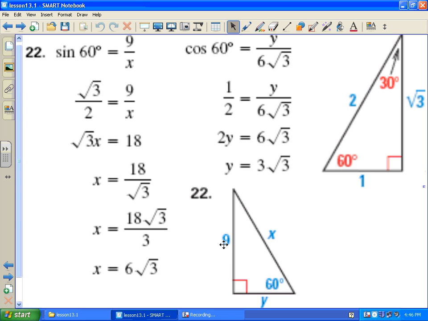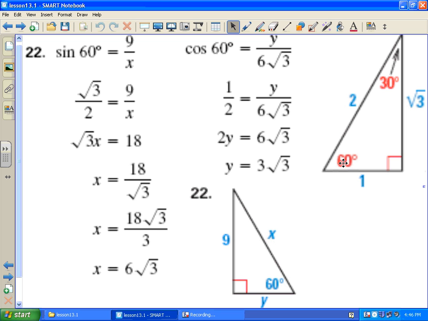Sine 60 is 9 over x. Then I could refer to my 30, 60, 90 triangle to determine what the sine of 60 actually is. Well, the sine of 60 degrees, again, I need to know these ratios of sides, know this relationship that the hypotenuse is twice the size of the short leg, the long leg is √3 times the short leg. So if I know those side relationships, then I could determine the sine of 60.